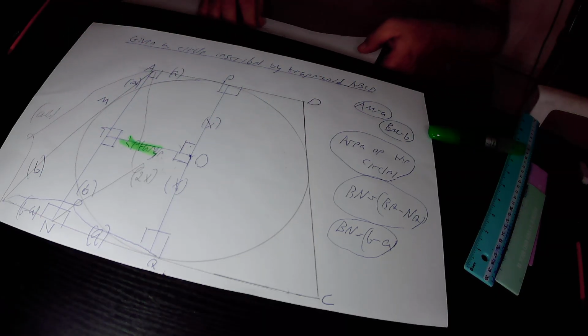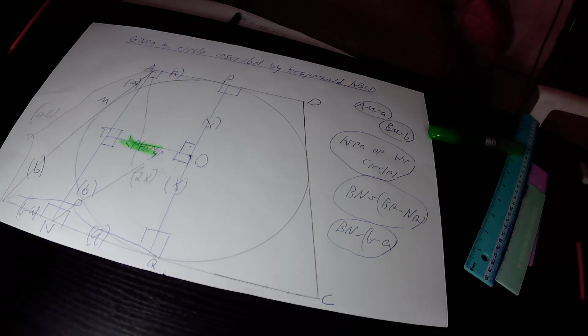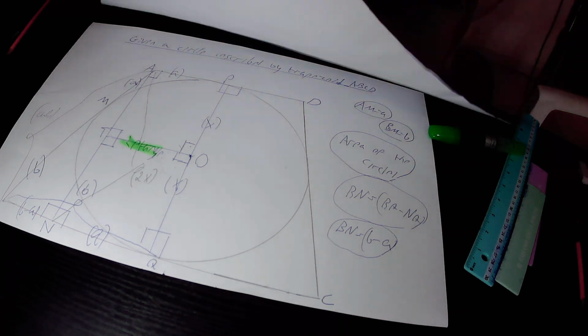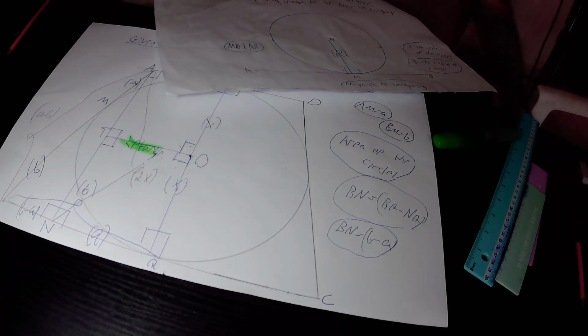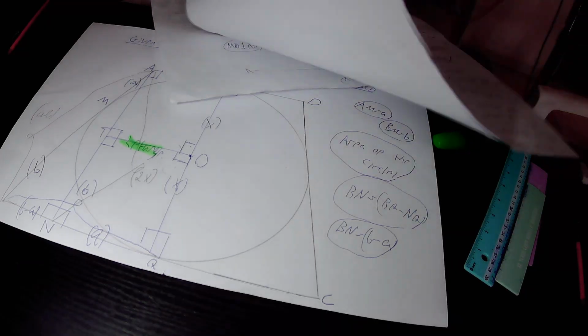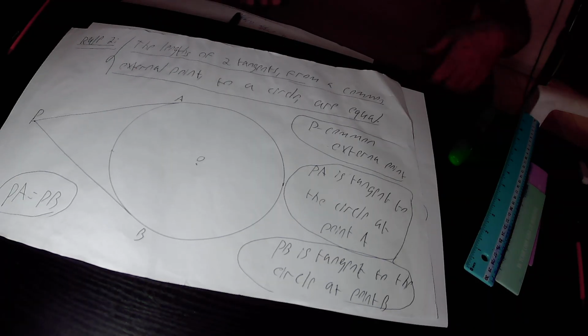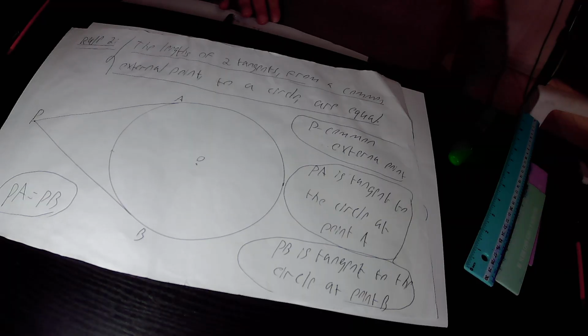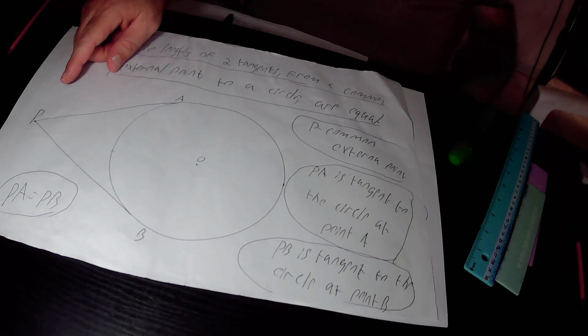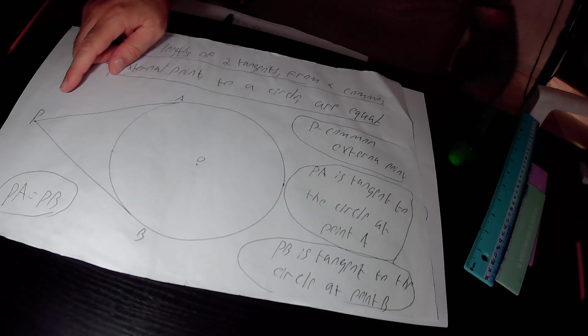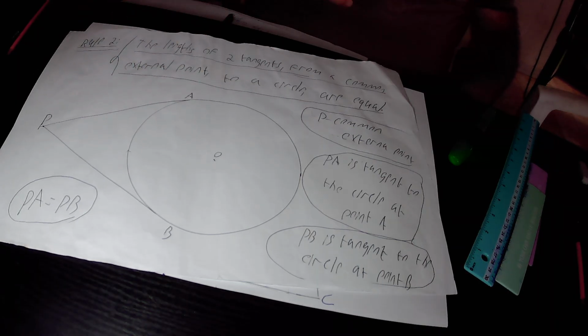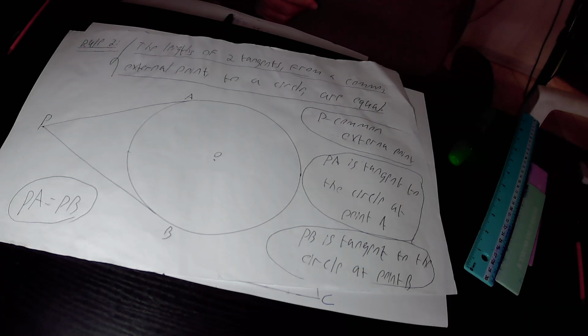Okay, so first of all, we have here rule 2. According to rule 2, the length of two tangents from a common standpoint to a circle are equal. So in the drawing we have a circle, this is the common standpoint point P. For this common standpoint point P, we have two tangents to this circle, tangent PA and tangent PB. And according to this rule, the two are equal to each other. That is to say, PA equals PB.